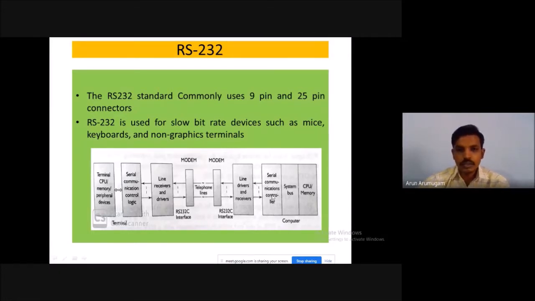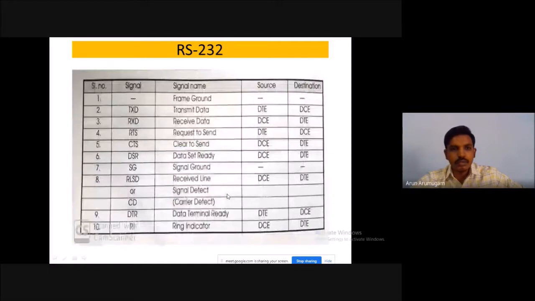So serial communication controllers are also used, providing the mechanism to transfer the data in a serial manner using RS-232. This is the CPU and the system buses are there. So the serial communication controller is connected with the drivers. The interface between the modem and the receiver uses the RS-232 cable.